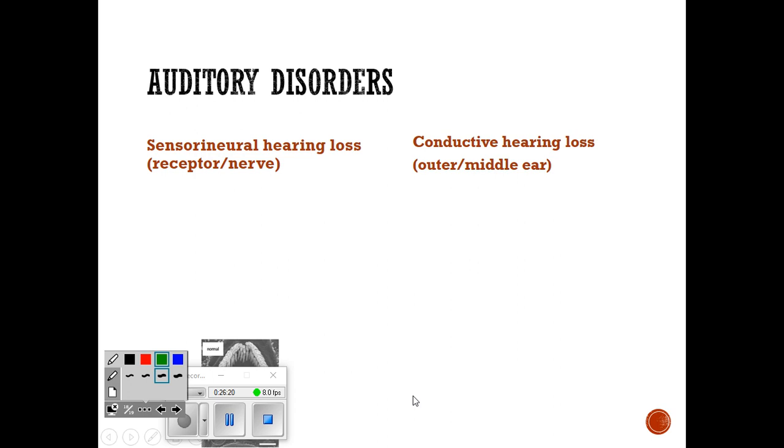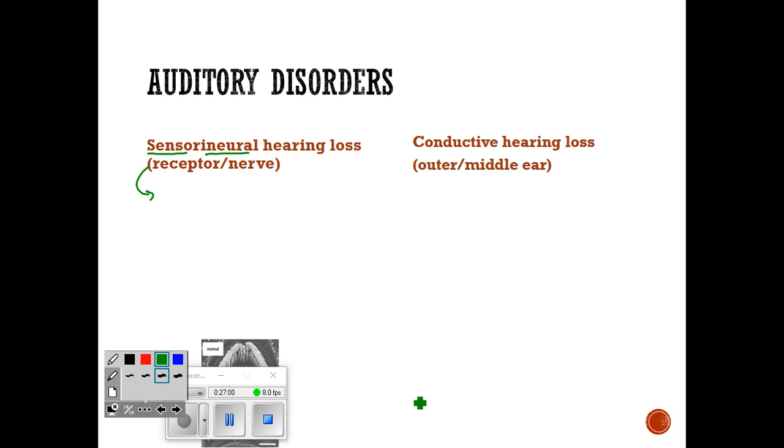Now, there are a few things that can go wrong with hearing. So even though there are many different disorders that could affect hearing, we could kind of divide them into two categories. One of them is sensory neural hearing loss. And if you look at the word sensory and neural, it's telling you what it is. Either the receptor or the nerve is damaged.